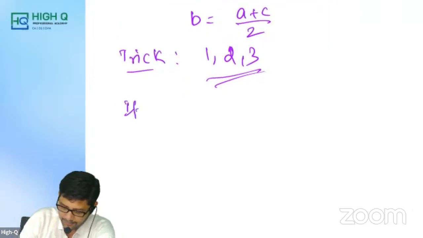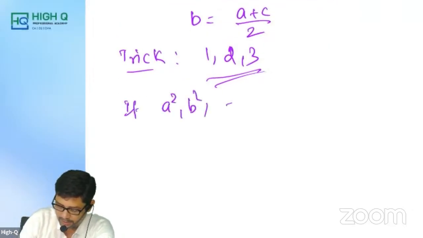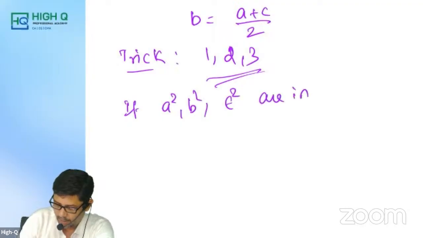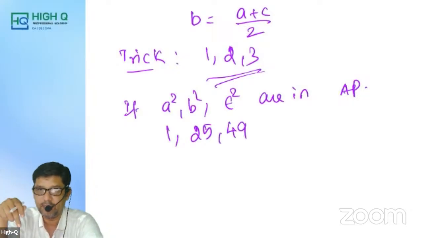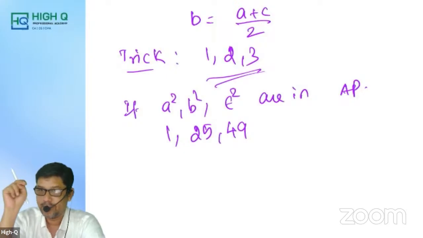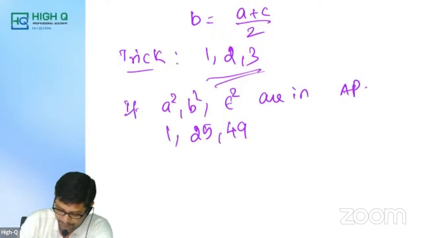Now, if A square, B square, C square are in AP, then we need to take 1, 25, 49. It's a special sequence which is AP, as well as all the 3 terms are perfect squares.